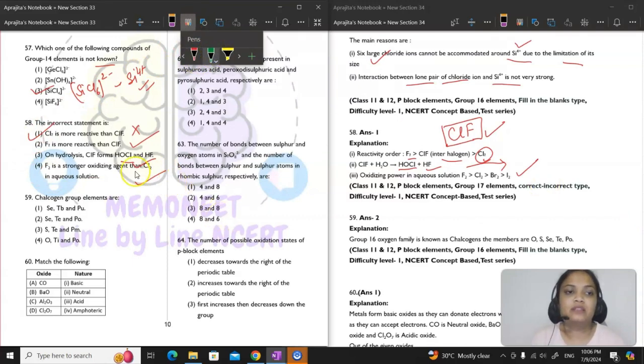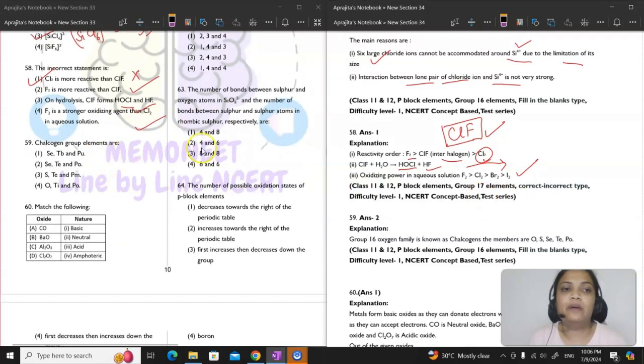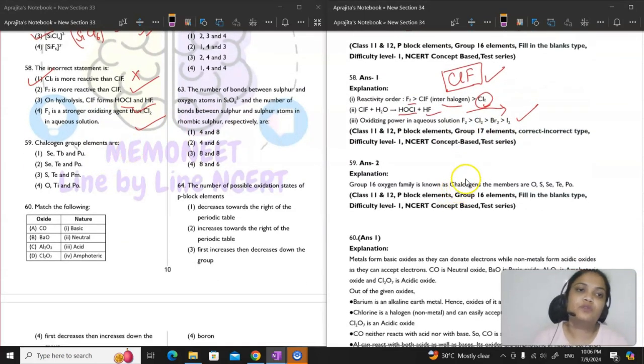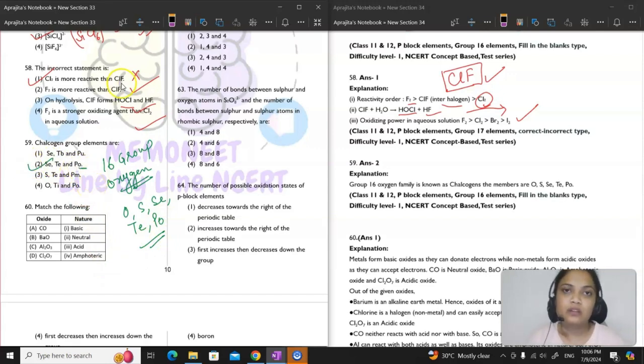Next is question number 59. Chalcogen group elements are: you know that group 16 elements, that is the oxygen family, are known as the chalcogens. So we have oxygen, sulfur, selenium, tellurium and polonium in this group. So selenium, tellurium and polonium, answer is option number 2.